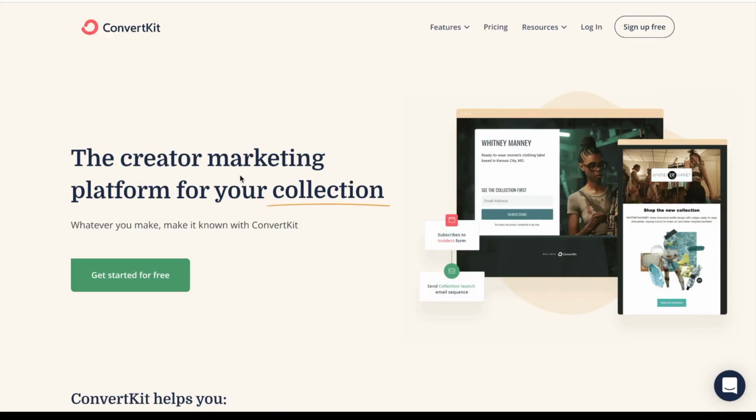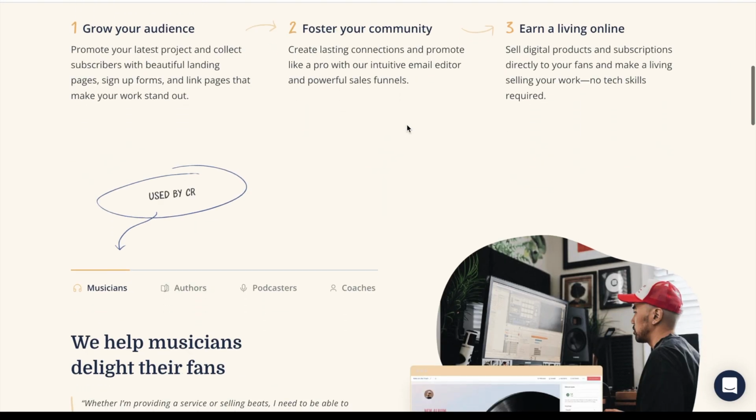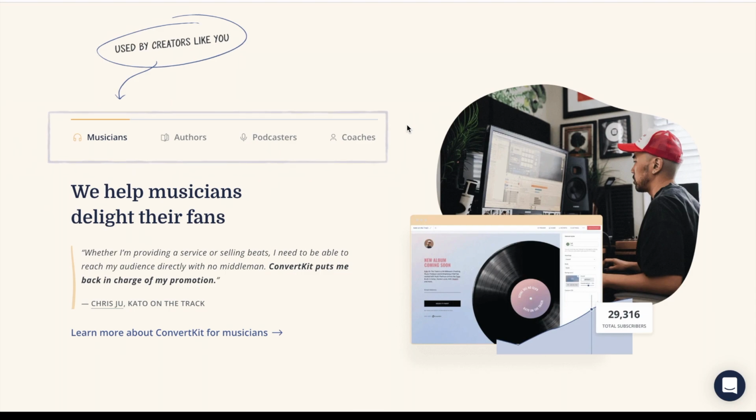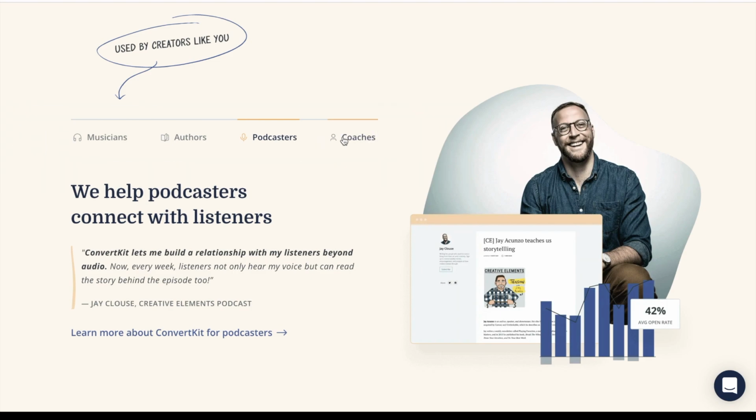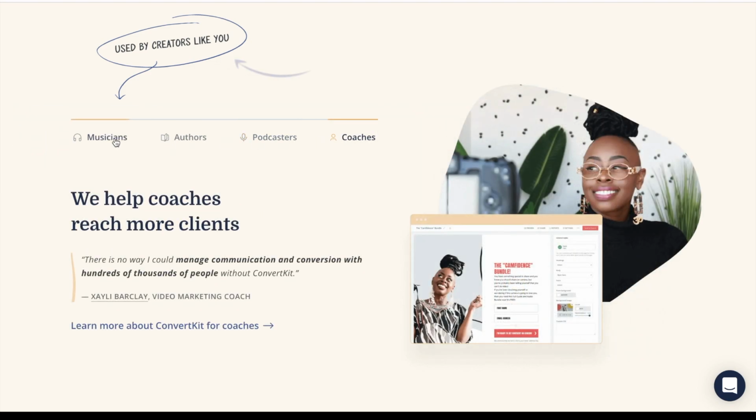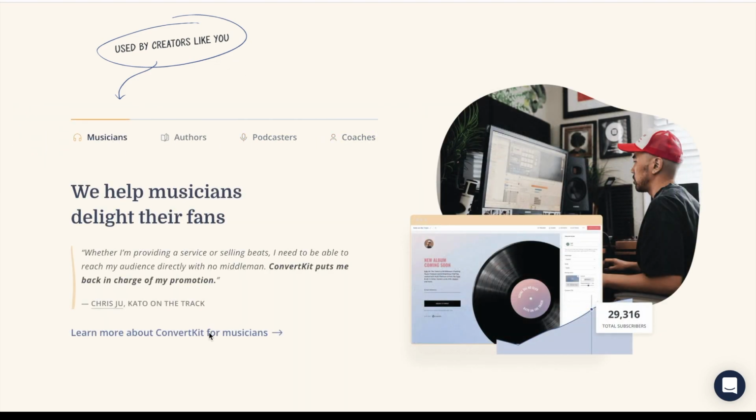You don't have to scroll far before you hit an awesome block of customer proof. Here they highlight musicians, authors, podcasters, and coaches. I love the use of the bubble that says "used by creators like you" to build affinity. Then you see a quote, strong, clean visuals of the person giving the quote, and a powerful CTA. This is the best use of CTAs I've seen thus far in the series.